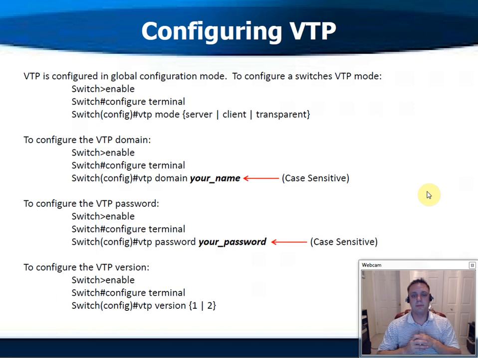Alright, configuring VTP. This is probably one of the easiest things to configure, but the scariest thing to implement. To configure VTP, it's all done in global configuration mode. And to set the mode, it's just simply VTP mode and whatever mode it's going to be, whether it be server, client, or transparent. Same thing with the domain name. It's just VTP domain followed by the domain name.